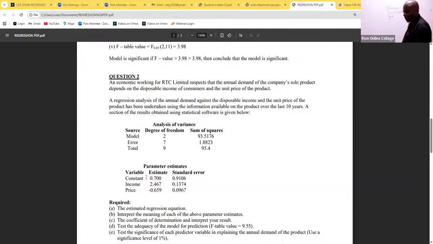Remember, if you wish, you can say income equals 0.7 plus 2.467 x1, where the x1 variable itself is income, minus 0.659 x2, where x2 is price. So it means that y is not income. Why? An economist working for RTC Limited has annual demand. So this y is annual demand.